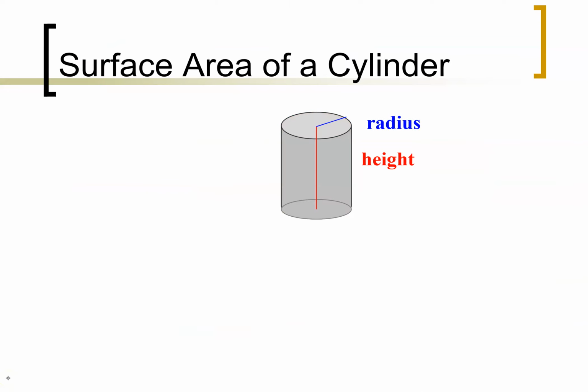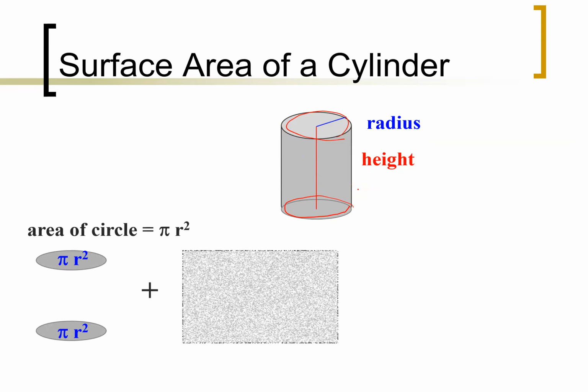Okay, now surface area. What you want to do with any of surface area questions is think about picking apart the solid and laying out all of the faces. So for instance, a cylinder is made up of circles, two circles, and something that wraps around it.